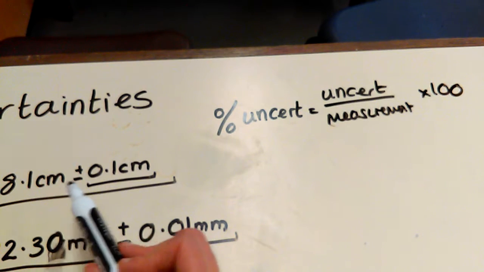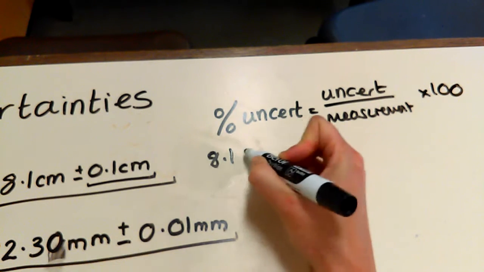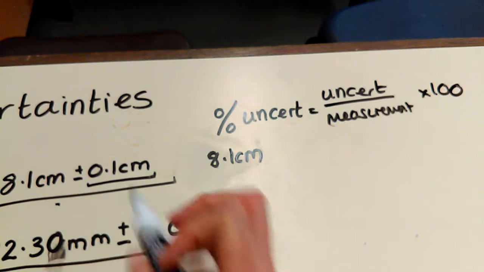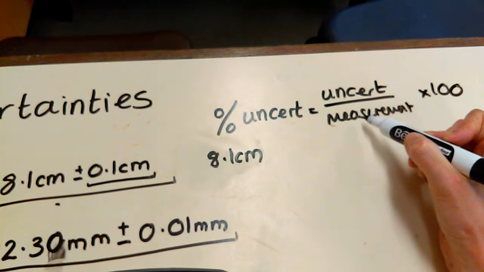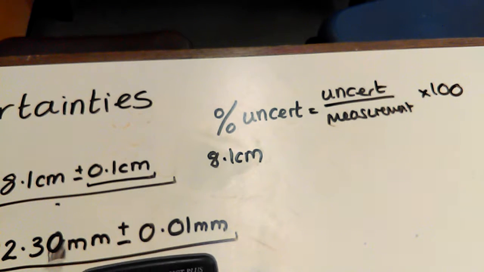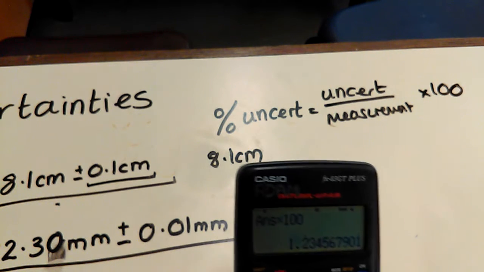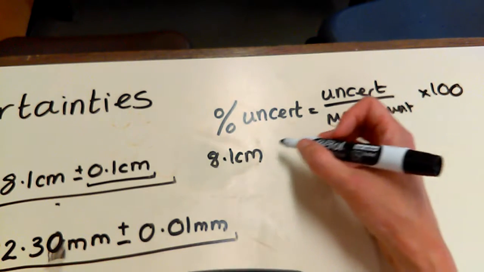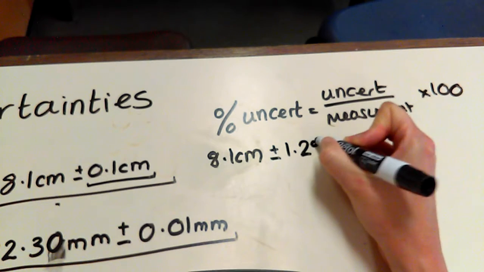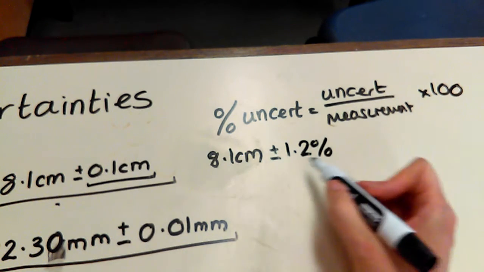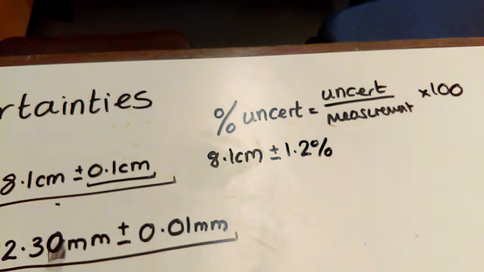If I wanted to write this as a percentage uncertainty, I'd write 8.1 centimetres. Well, that's my measurement still. For the percentage, I would do 0.1 divided by 8.1, multiplied by 100. If I put that into my calculator, I get an answer of 1.2%. So I've got 8.1 centimetres plus or minus 1.2%. It's just over, but to two significant figures will be absolutely fine.